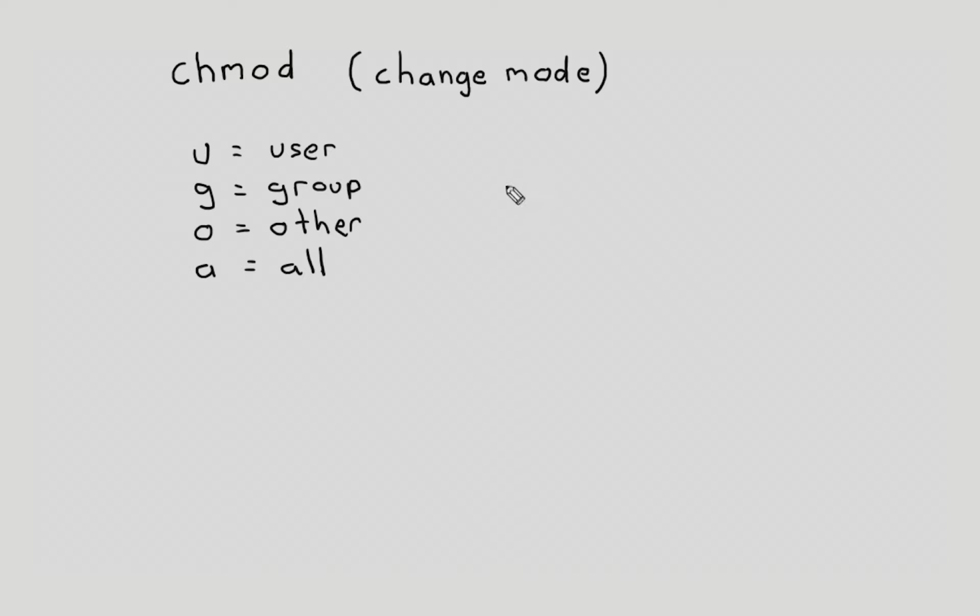And then for the permissions, well, then we have an arithmetic sign in the middle, and that arithmetic sign can be either plus, minus, or equal to. And this basically means add the permission, remove the permission, or set the permission equal to.